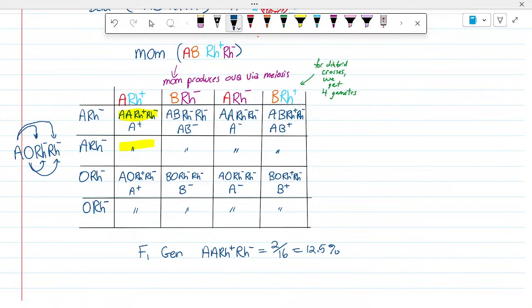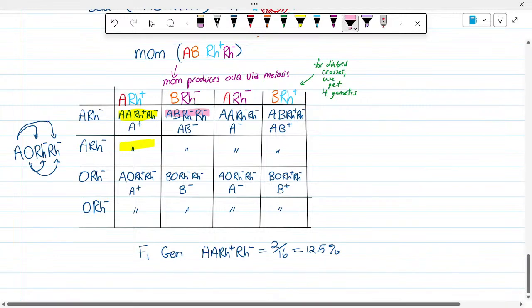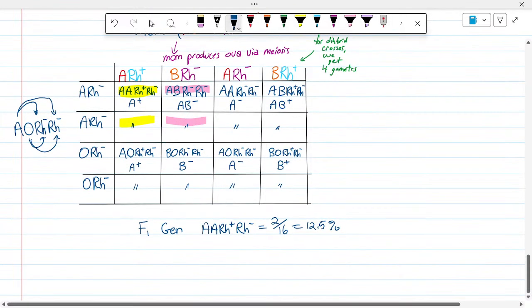We have AB minus minus. How many times do we see that? Well, twice, right? So we have AB, Rh minus, and that's going to be 2 out of 16, which is 12.5%, right? And then we have AA minus minus. How many times does that occur? Twice.